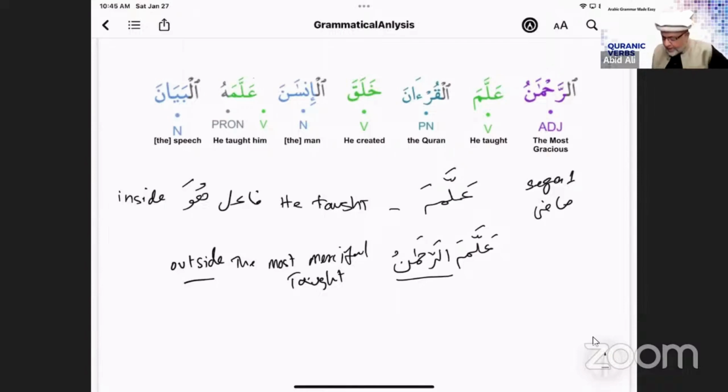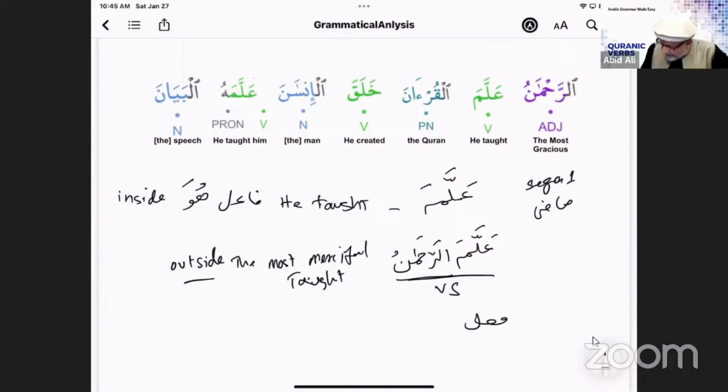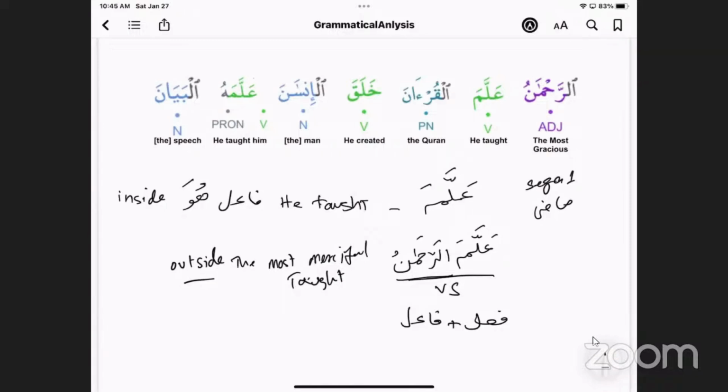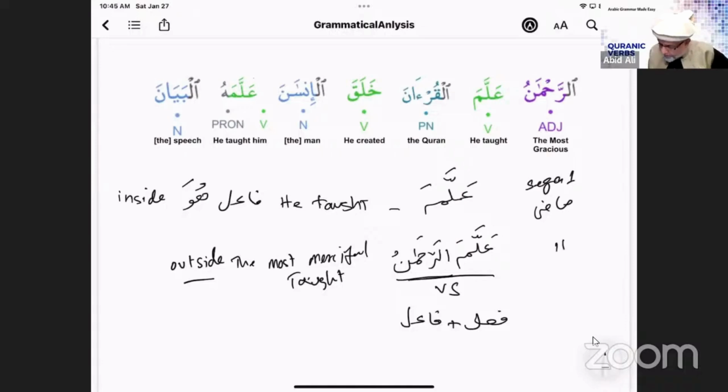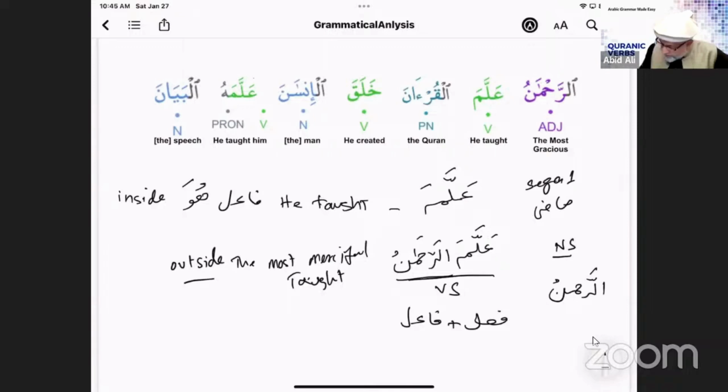Okay. Now, can you call this a verbal sentence? Yes, because there is a fi'l and there is a fa'il. Now, can you change this sentence into a nominal sentence? If you bring the Rahman first, then you want to say Ar-Rahmanu allama.